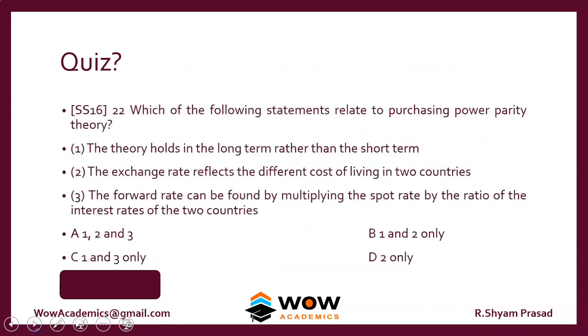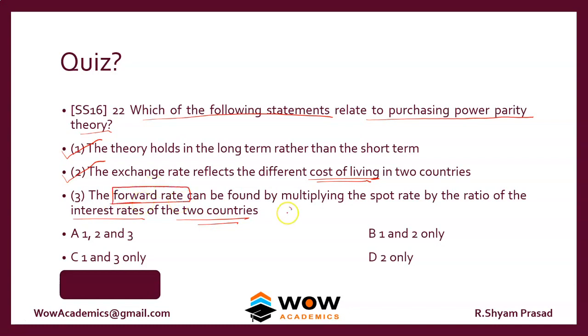So we'll have a quiz. Which of the following statements relate to purchasing power parity theory? The theory holds in the long term rather than the short term. That is true. The exchange rate reflects the different cost of living in two countries. That is what inflation is. The forward rate can be found by multiplying the spot rate by the ratio of the interest rates of the two countries. No, this is not the option because we can't find the forward rate. What we can find out is the expected spot rate. Okay, so this is wrong.